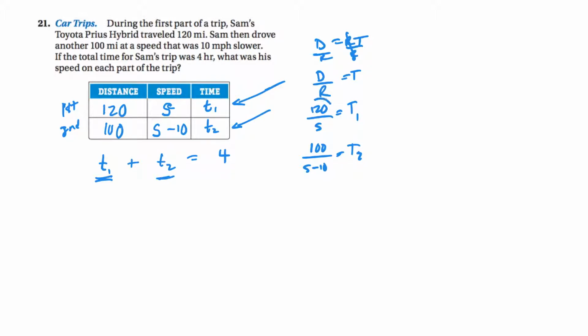So I'm going to plug this everywhere I see a t1. So 120 over s plus, and this is going in for time 2, 100 over s minus 10. And that's equal to 4. So there I've got an equation that only has one variable, s, which is good.